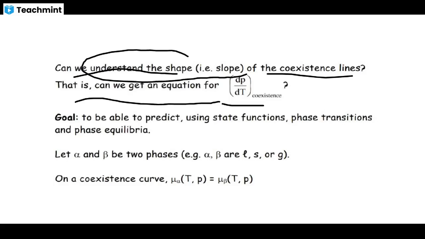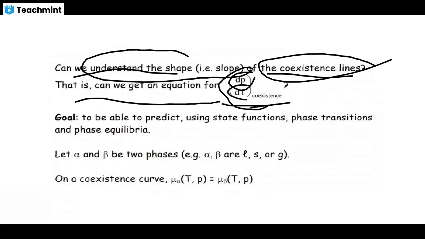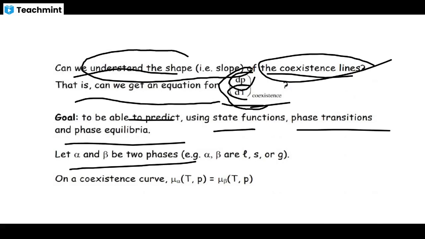The slope of the coexistence line is nothing but the pressure variation with respect to the temperature variation, to be predicted using the state function, phase transition, phase equilibrium. If you take alpha and beta, two phases at the coexistence line, the chemical potentials are the same for the alpha phase and the beta phase at the temperature and pressure T.